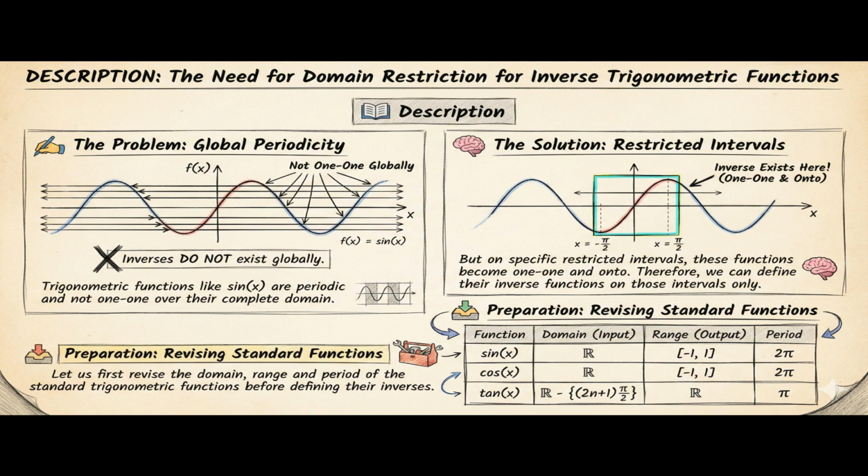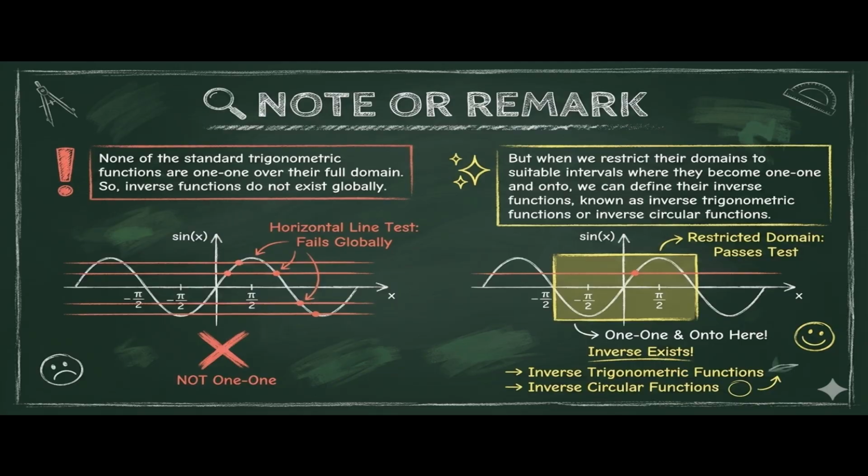For sec x, domain is R minus (2n plus 1) times pi by 2, where n belongs to set of integers. Range is R minus open interval minus 1 to 1. Period is 2 pi. For cosec x, domain is R minus n pi, where n belongs to set of integers. Range is R minus open interval minus 1 to 1. Period is 2 pi. None of the standard trigonometric functions are 1-1 over their full domain, so inverse functions do not exist over the complete domain.